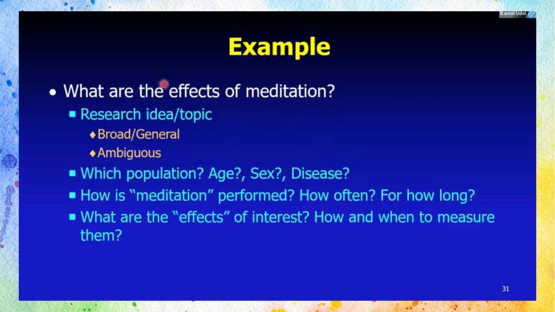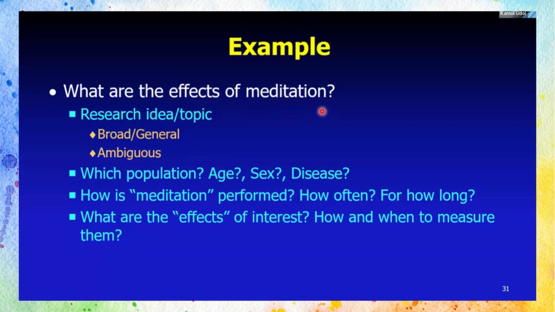And for the effects here, what are the effects of interest? Are you interested in sleeping quality or productivity or what? So what are the effects that you are interested in? And how and when to measure them? You can see that these are just some examples of ambiguity about this initial research question, still not a good one. So we have to refine this question to make it more clear and more specific.